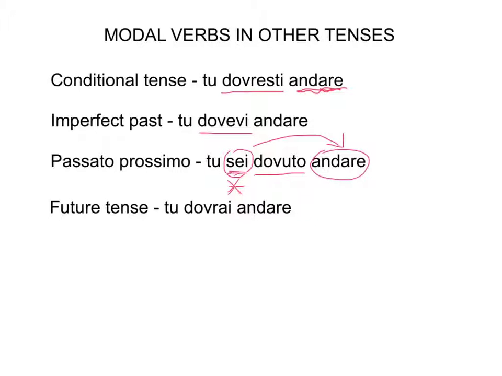And in the case of the future tense, all we need to do is use the future form of dovere, or of the modal verb in question. In this case, tu dovrai andare, you will have to go. There are other compound tenses that we can use, so more complex tenses, but these are some relatively common examples for you.